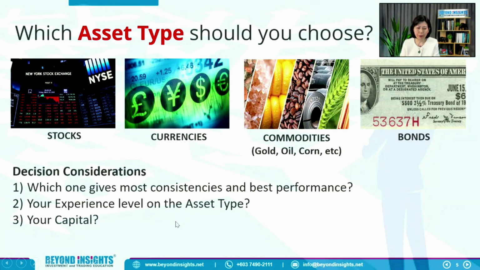The third one is your capital size. The lowest capital is typically currency, but there are other considerations besides low capital, right? The stock market also has low capital requirements. If you have like $2,000 US, you can still trade the US stock market. And commodities typically require a minimum of 5,000, ideally 10,000 US and above.